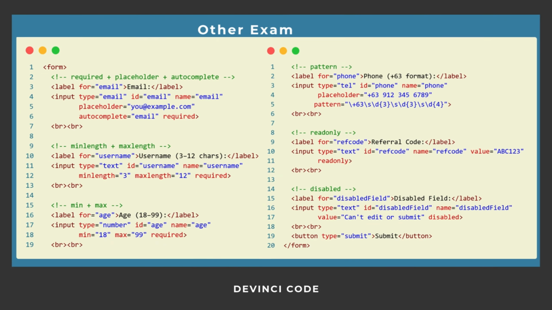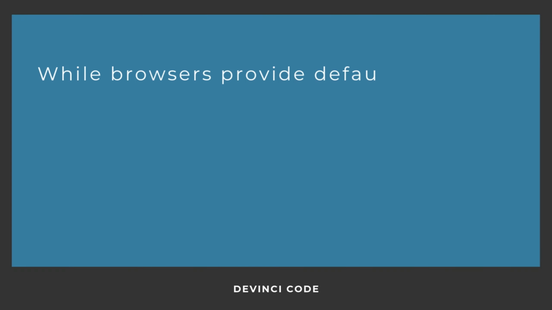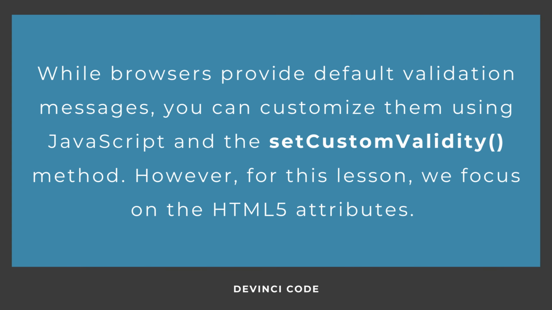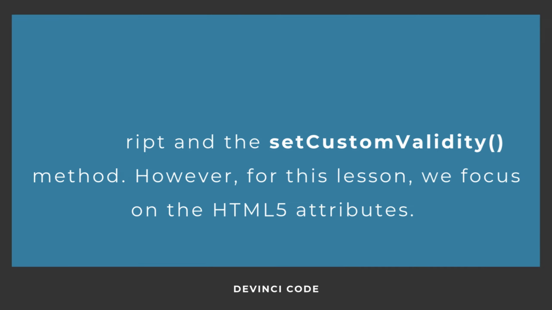Here are other examples that you can try by copying the code on the screen. While browsers provide default validation messages, you can customize them using JavaScript and the setCustomValidity method. However, for this lesson, we focus on the HTML5 attributes.